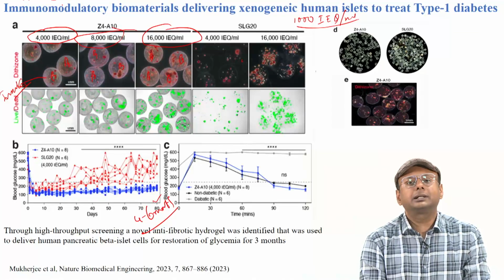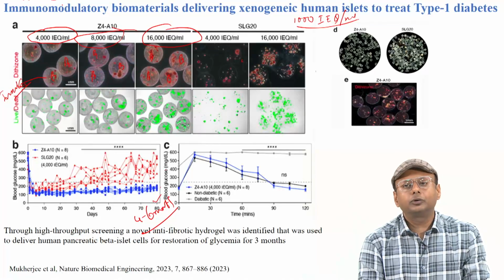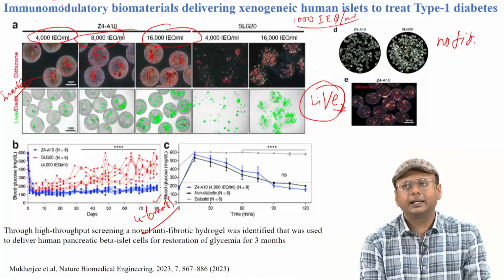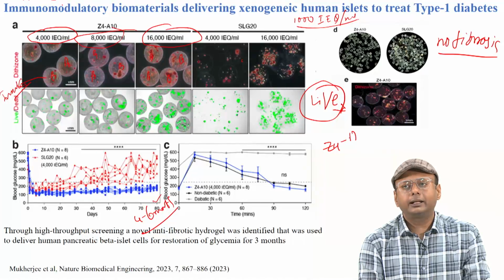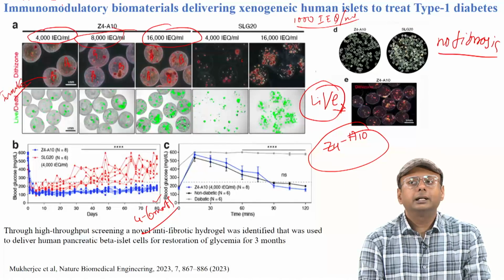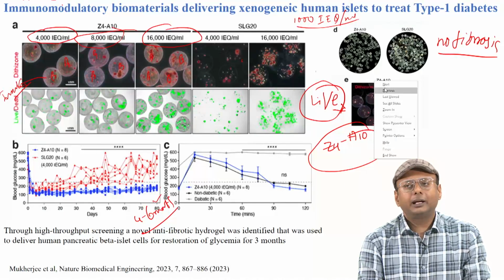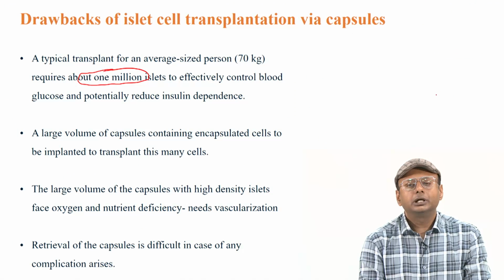And this insulin helped in transporting the glucose, right? So they could maintain the normoglycemia level for a very long time, and even after explant you can see all the cells are alive, right? All the cells are alive. There is almost no fibrosis in the explanted capsules. So the lead we showed you in the last slide, Z1A10, was very efficient in reducing the fibrosis in these implanted capsules and also maintaining the normoglycemia.